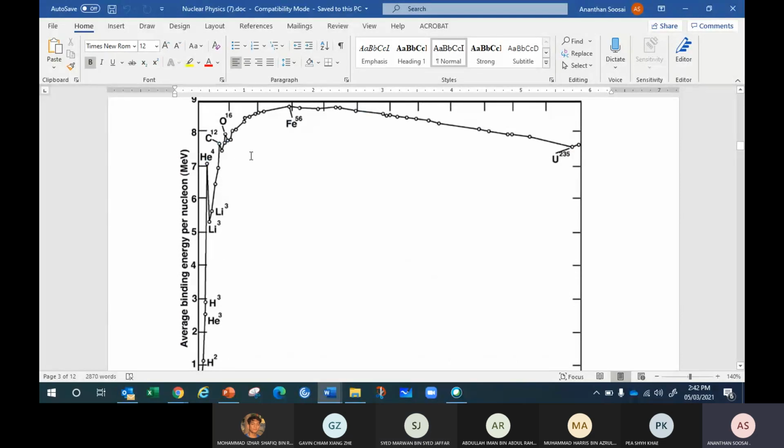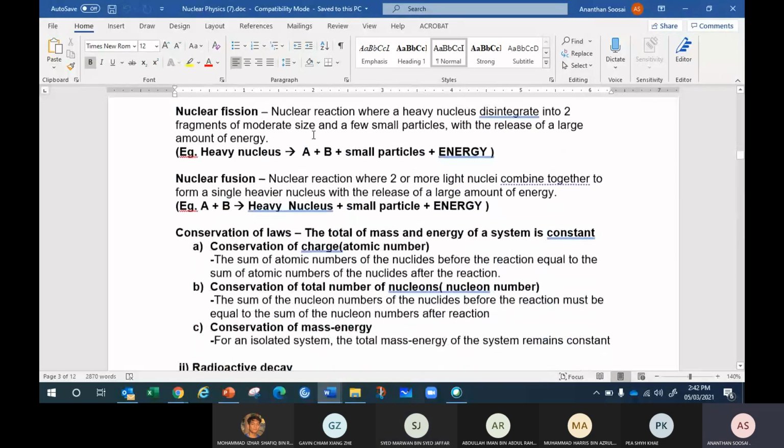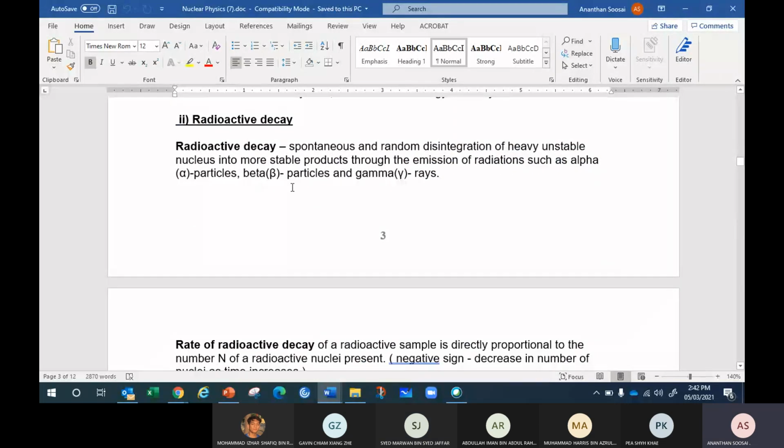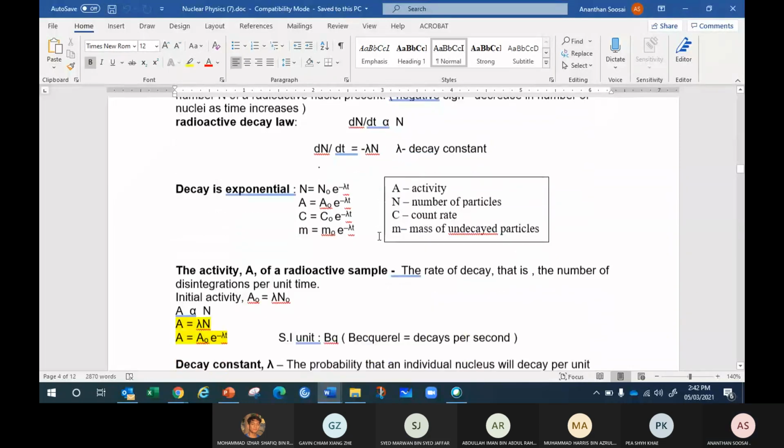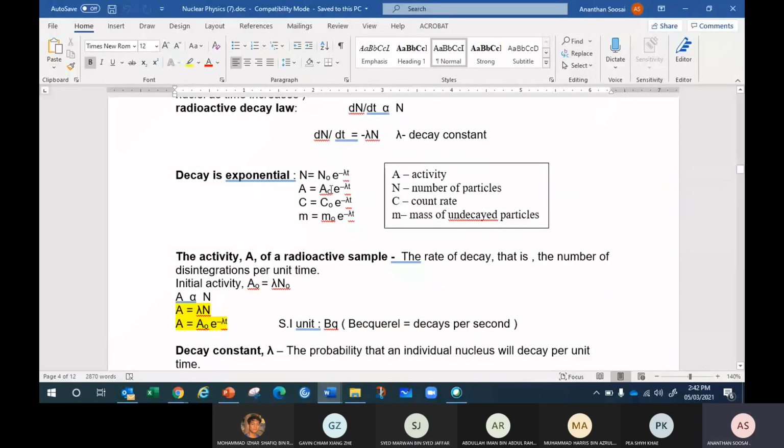Then we talk about this important graph. Iron, you have to remember the nucleon number is 56. Then finally, we learn about radioactive decay. Three unique formulas have been developed. All the formulas start with activity proportional to the number of particles. So the first equation is A equals lambda N. Please ignore the negative. The second equation was developed by using the first equation.